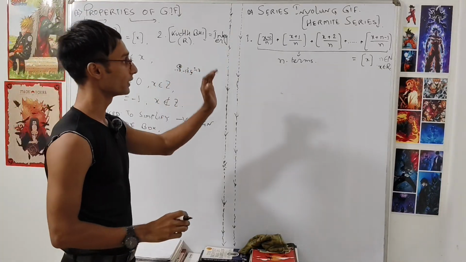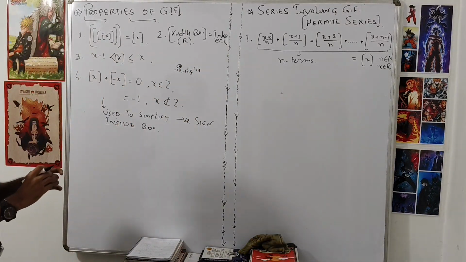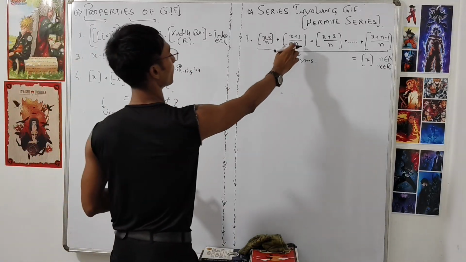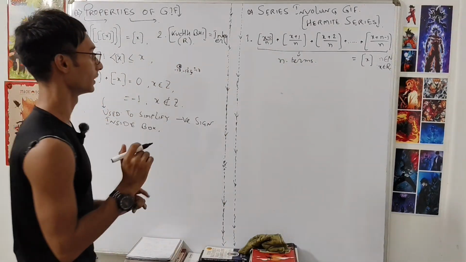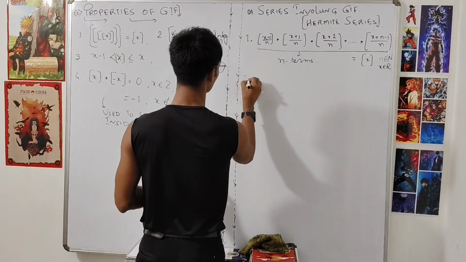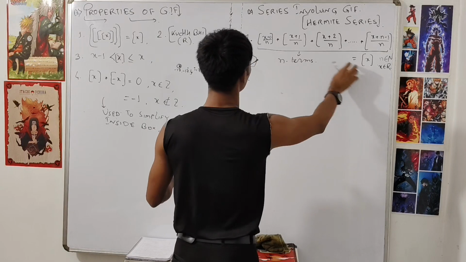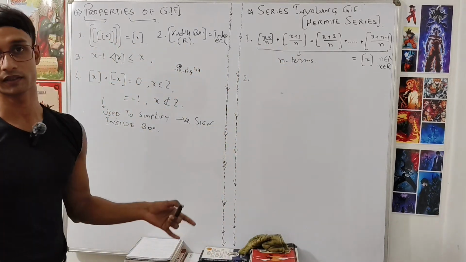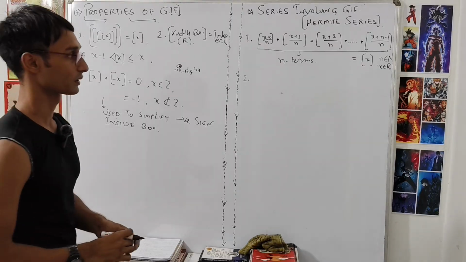x plus 0 by n, x plus 1 by n. Okay, careful. It does not start from 1, it starts from x plus 0. That's why n minus 1. Now the second one is, so from here you just simply write box of x. If the value of x is, say, 7.5, then it will simply produce 7.